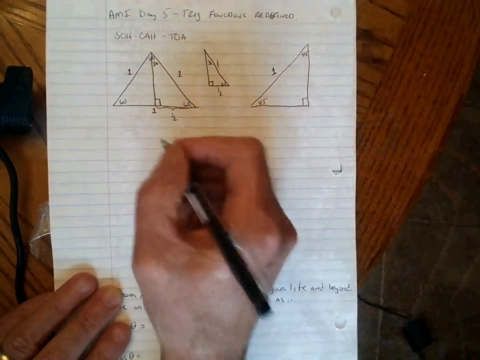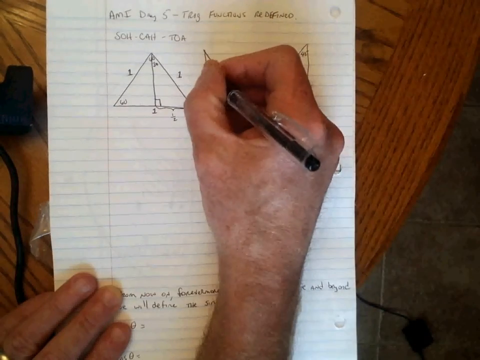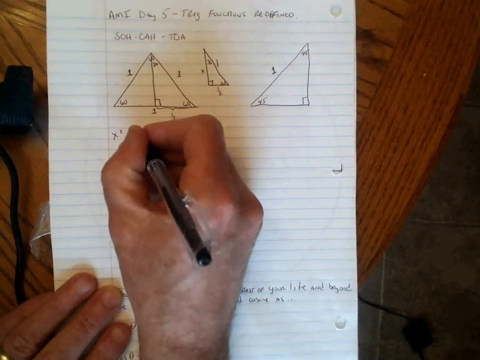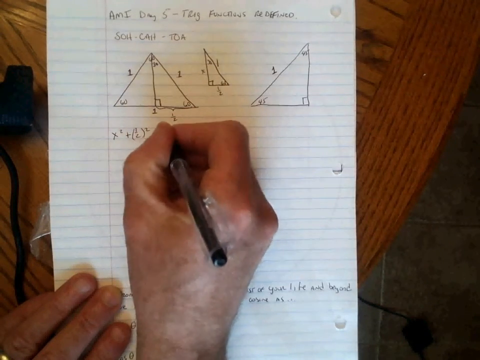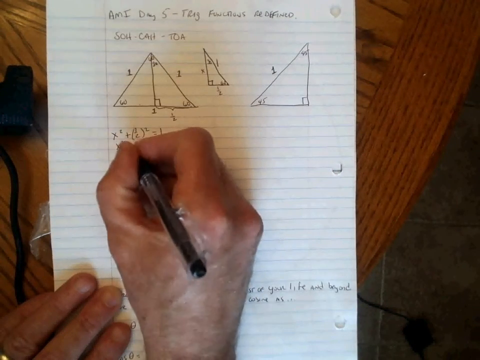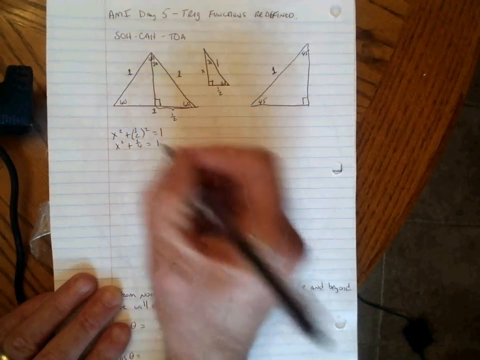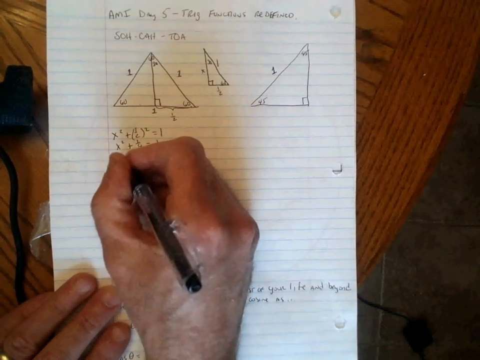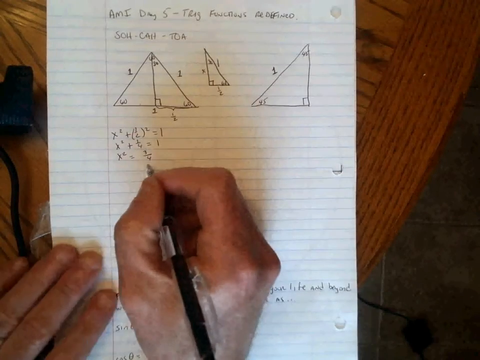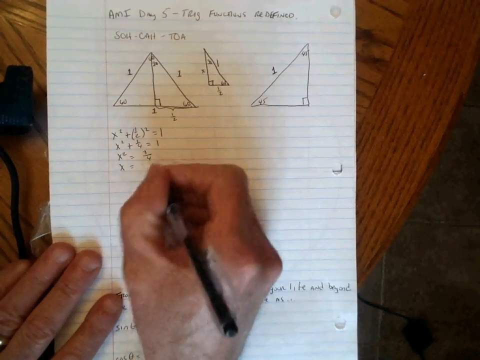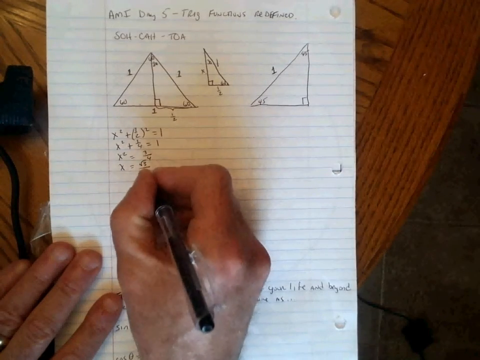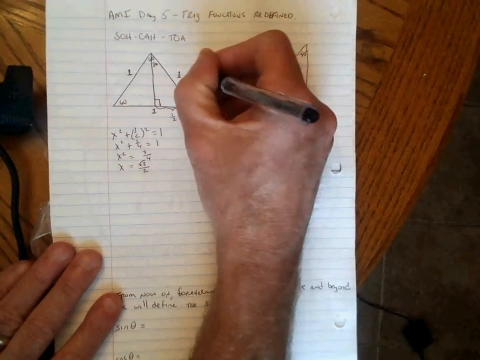So here, if I call this side x, then because of the Pythagorean theorem, we know x squared plus 1/2 squared equals 1 squared, or just 1. 1/2 squared is 1/4. And if I subtract 1/4 from both sides, I get x squared equals 3/4. And if I take the square root of both sides, I'll see that x, in this case the length of this leg of the right triangle, is the square root of 3 over the square root of 4, or the square root of 3 over 2. So the side of the triangle is the square root of 3 over 2.